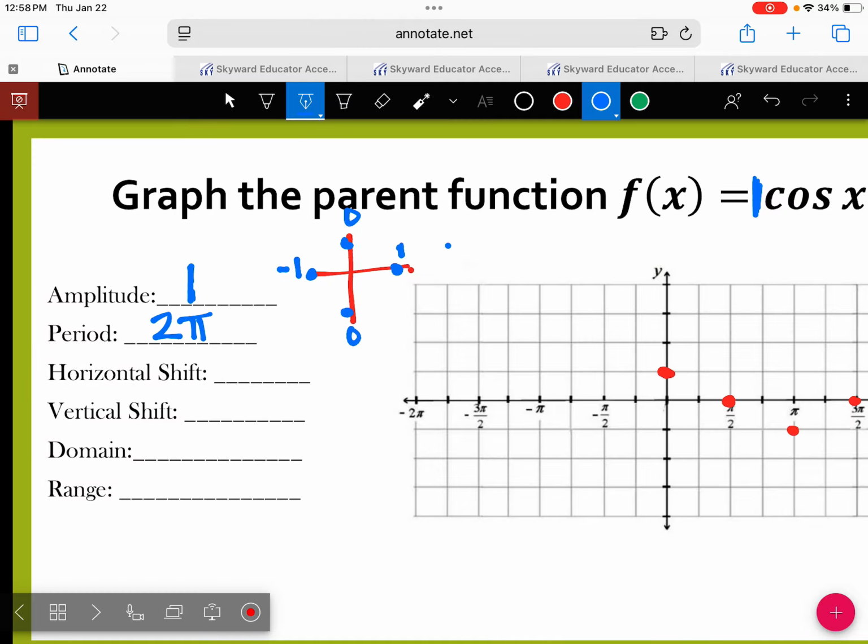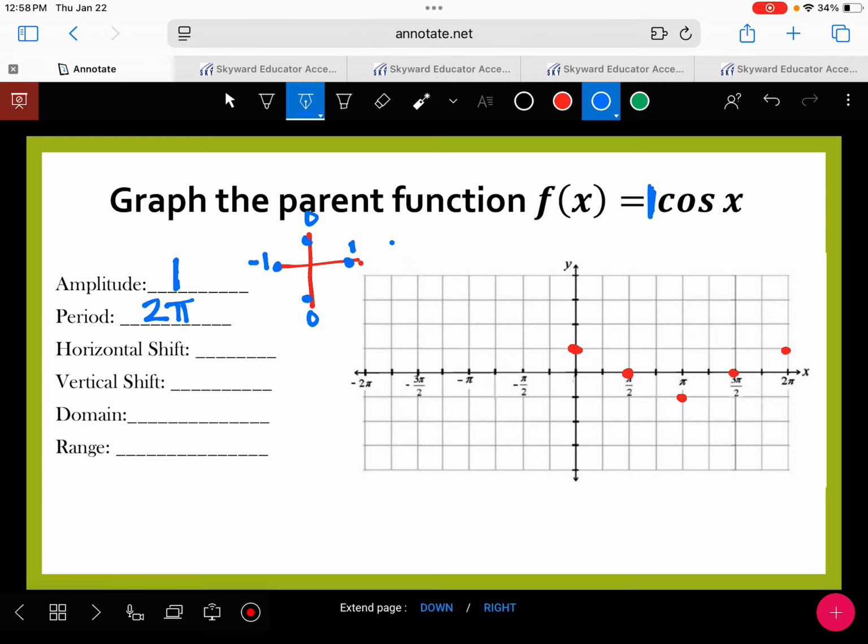Now the formal formula, or the official formula, this number right in front of x, we call that b. All right, that's also a 1 in the parent. So to find the period, you're going to take 2 pi over b. But in this example, b is 1, and 2 pi divided by 1 is 2 pi. Okay. This does not shift, because again, we're talking about the parent. So we don't have a horizontal shift. We don't have a vertical shift.